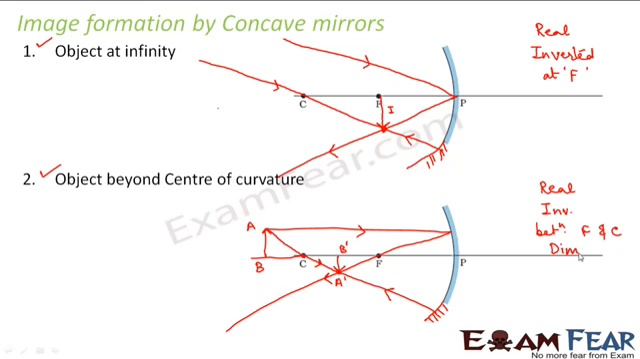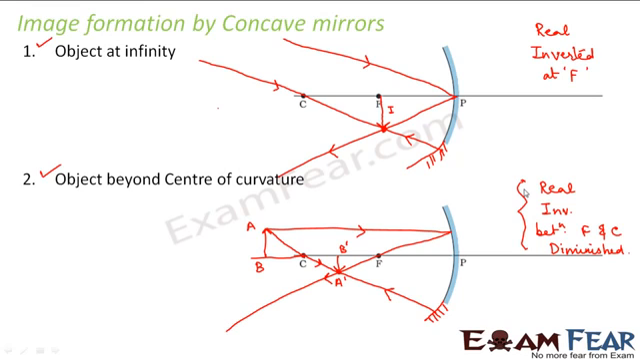So the image is diminished. That means it is smaller in size than the object. So this is the nature of the image formed when the object is placed in front of the concave mirror beyond its center of curvature.